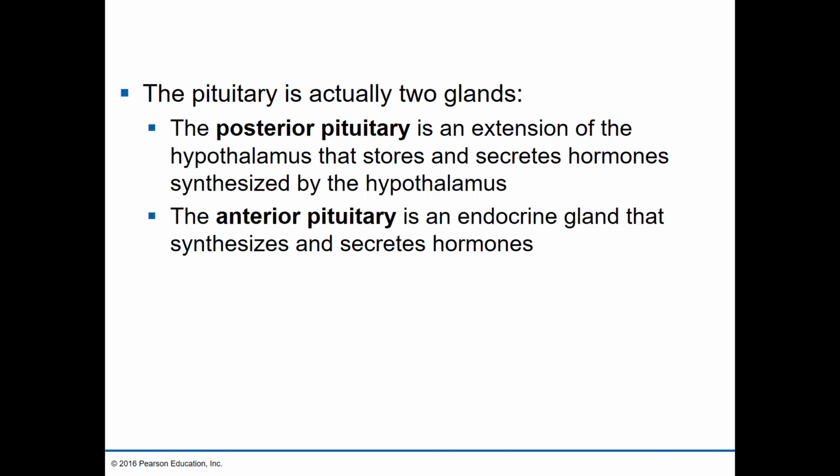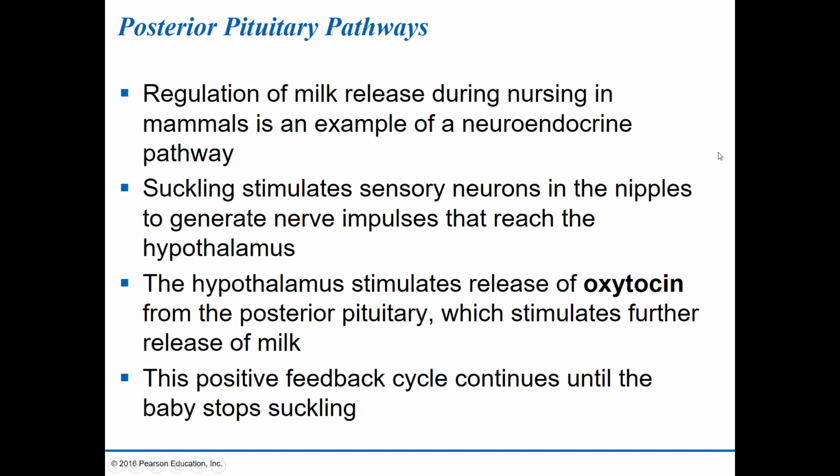This little pituitary gland is actually made up of 2 different things. The posterior pituitary gland is an extension of the hypothalamus. It's going to just store and secrete hormones that the hypothalamus made. And the anterior pituitary gland actually makes its own and releases its own hormones. You might need to know the difference between the posterior and the anterior pituitary gland, and what kind of hormones it might synthesize or release.